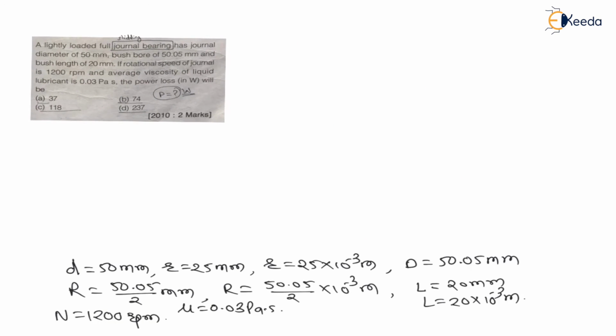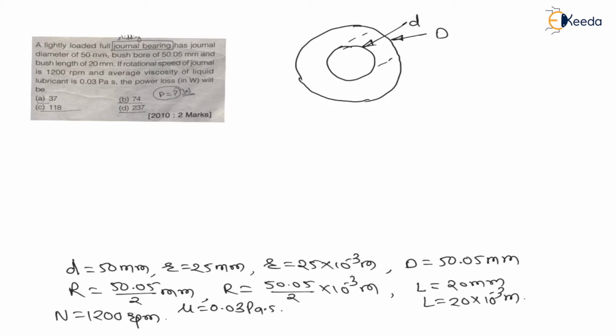Now my dear students, if I want to find power loss, first of all I have to find torque, and if I want to find torque, I have to find frictional force, and to find frictional force we have to find frictional shear stresses, right? Let us say there is a journal rotating inside bearing. Let us say this is a bearing of diameter D. Inside this bearing, journal is rotating of diameter d, and this journal is for length L, and the space between them is filled with lubricant.